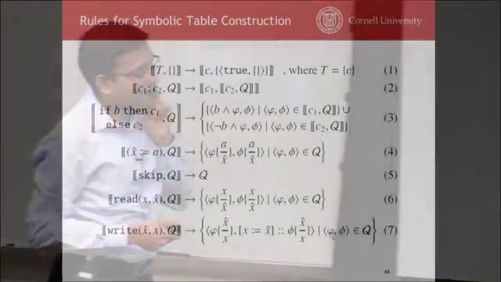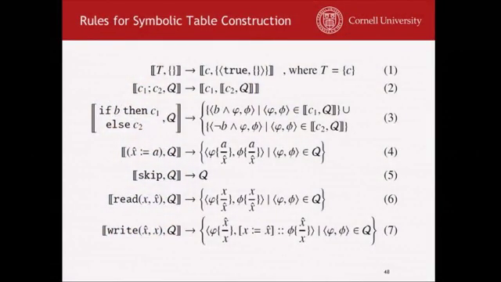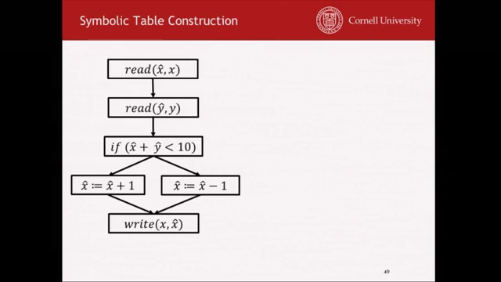So I basically didn't explain how we construct the symbolic table from this transaction. So let me show you how we do that. Again, we have a set of inductive rules for constructing these symbolic tables from the transaction code. I do not expect you to parse through them. Instead, let us look at an example construction.